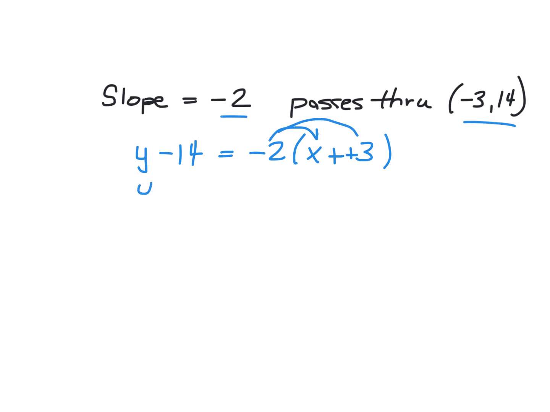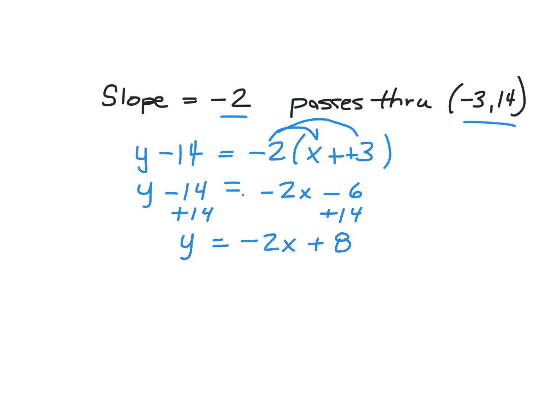I could then distribute. So I have negative 2x minus 6. I could then add my 2x. Oops. Let's be careful here. Again, it depends on what form you like to get it into. I could add 14 right now. And we'd have y equals negative 2x plus 8. That is slope-intercept form. If I asked you to change this to standard form, we would just need to add the 2x, and I would have it.